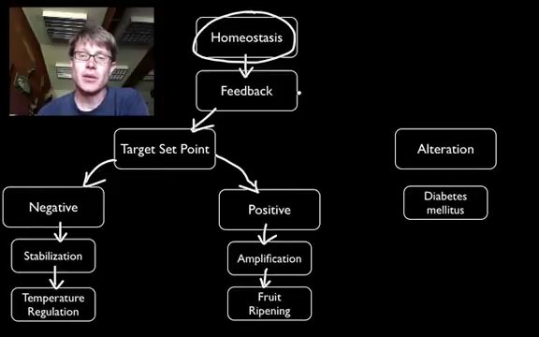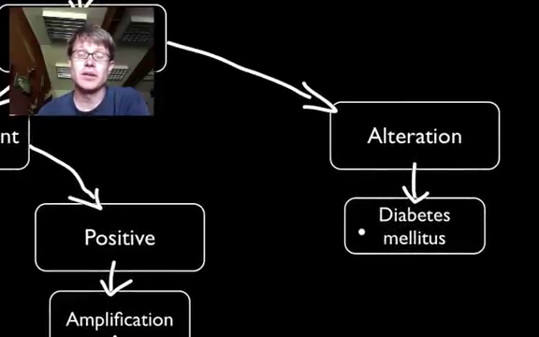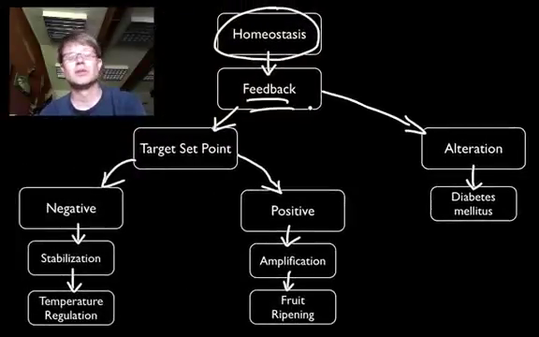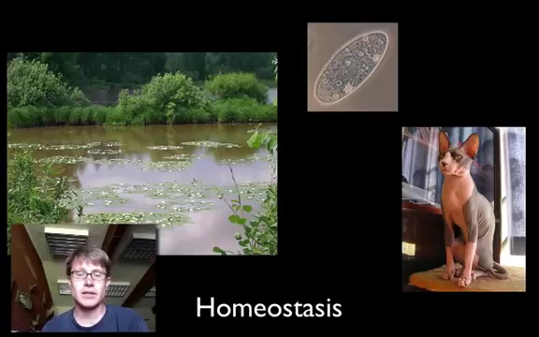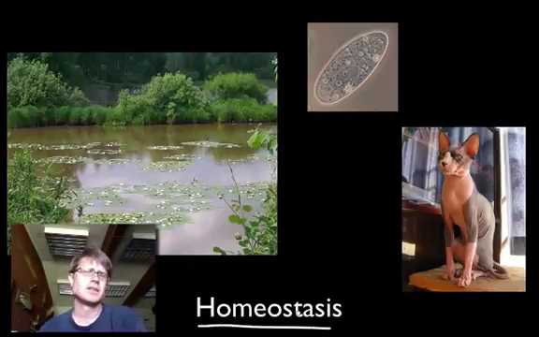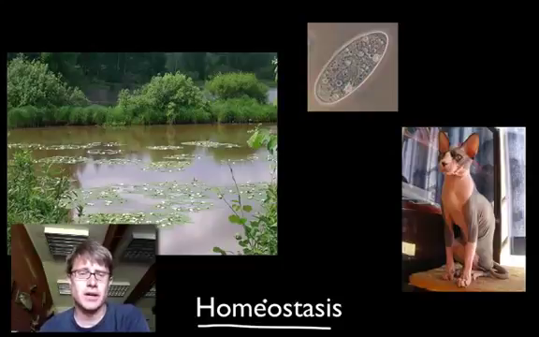Now, with a feedback loop, you can always have mistakes. You can always have alterations in that feedback loop, and that can lead to tragedy. Example would be diabetes is a problem in creating insulin or sensing that insulin. And so that's just a problem in a feedback loop, and it can lead to really bad things. And so let's start with homeostasis. Homeostasis, if we were to define what it is, it's an internal stable environment.